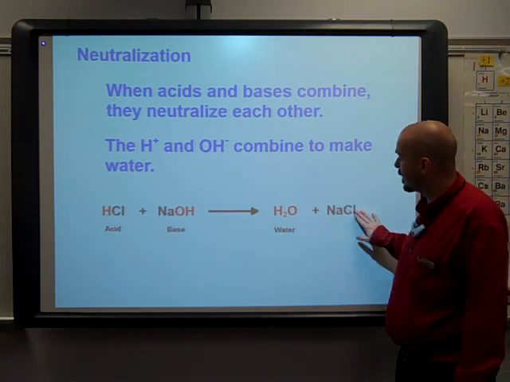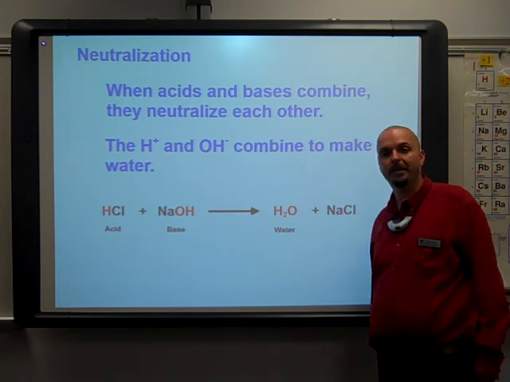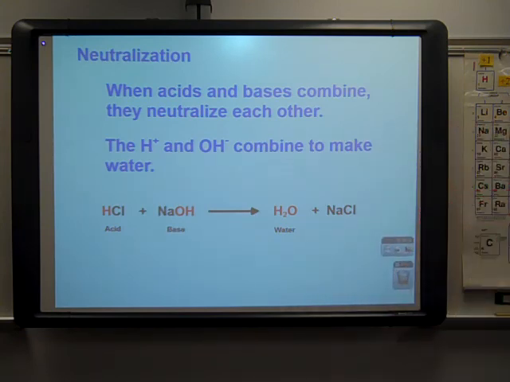So when we're done with this reaction, there's no acid or base left. This is what's called a neutralization. Because there's no acid or base left, we say that they cancel each other out or neutralize each other.